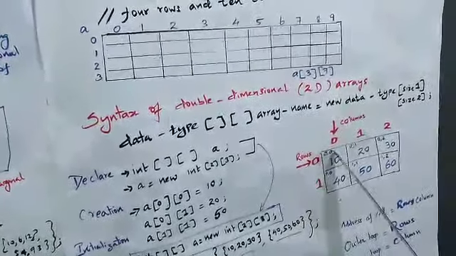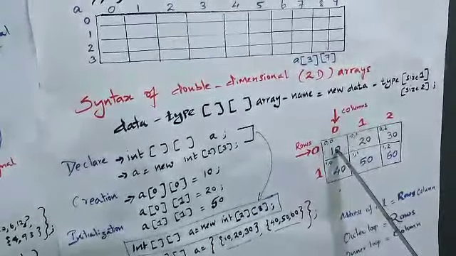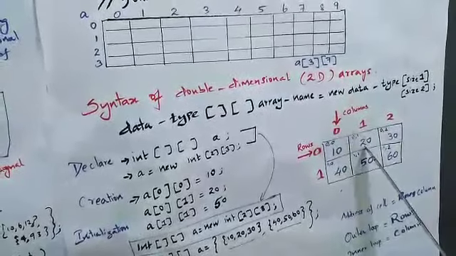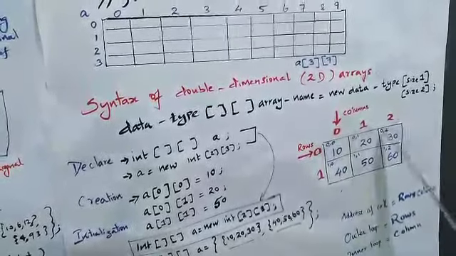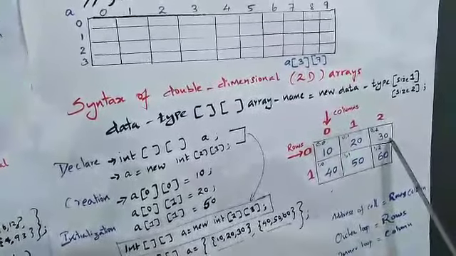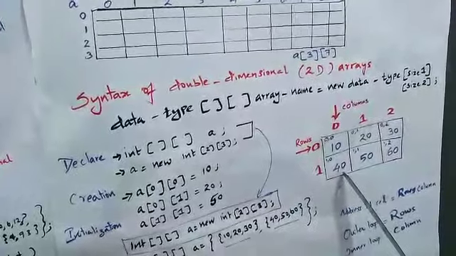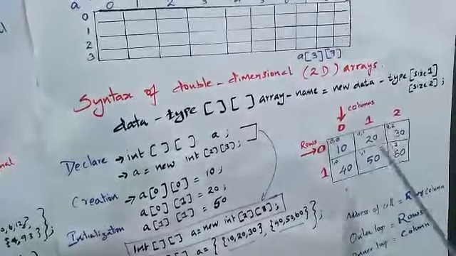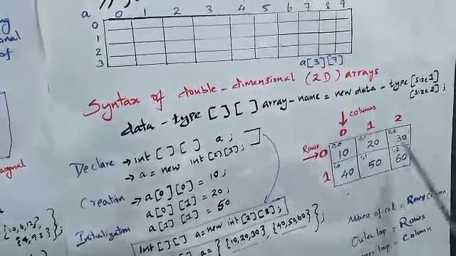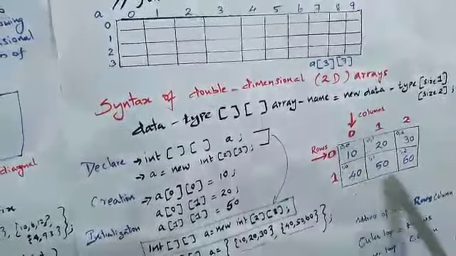Now here A[0][0] is 10. Means 0 row, 0 column. Which element is there? 10. 0 row, 1 column. Which element is there? 20. 0 row, 2nd column. Which element is there? 30. 1 row, 0 column. Which element? 40. 1 row, 1 column. Which element? 50. 1 row, 2 column. Which element? 60. This was the index of elements.